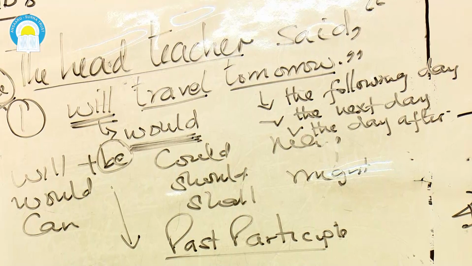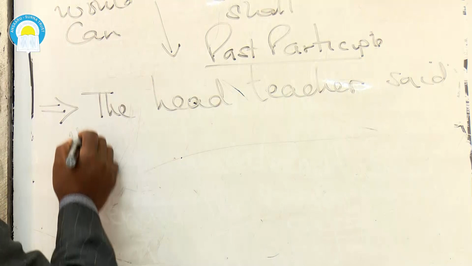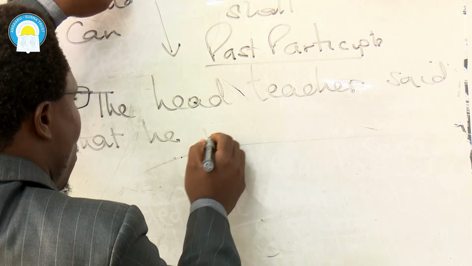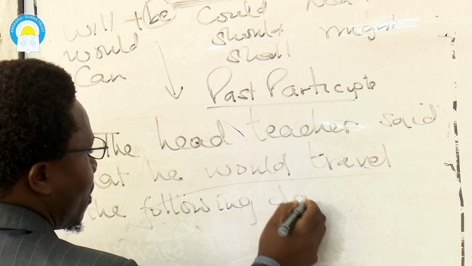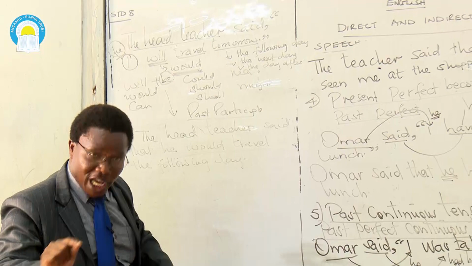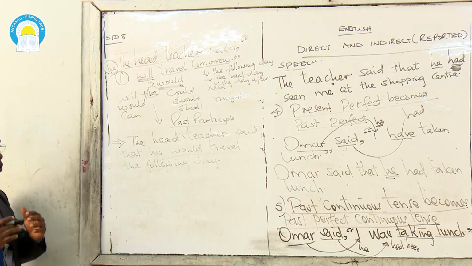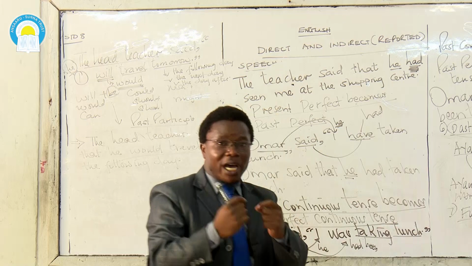Subsequently, therefore, the sentence should be, the head teacher said that he, because of I, would travel the following day. So in this case, a pronoun has changed, the auxiliary has changed, and the adverb of time has equally changed. So please note such notable changes when you are writing a sentence from direct speech, the actual words of the speaker, into reported speech when you are reporting the speaker's remark.